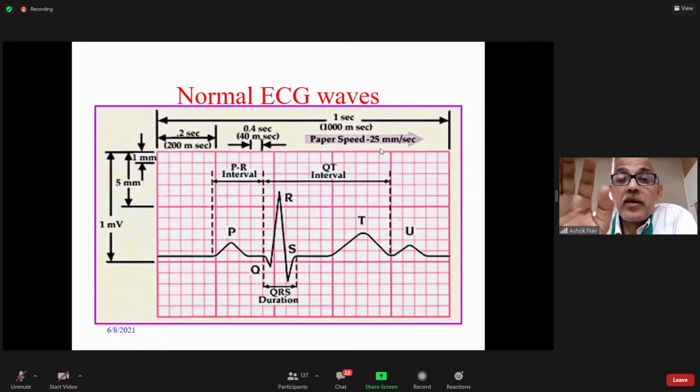In ECG, what are the things which you will be looking at? You have waves, you have durations, and you have intervals. The waves are P wave, QRS complex, T wave, and U wave. Intervals are PR interval, QRS duration, QT interval, and there is something called the RR interval. Next class, I'll bring another diagram and show you other intervals also. Okay.